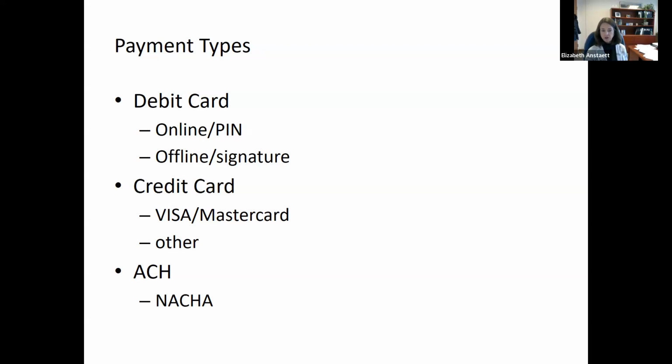Starting here at the bottom, the ACH are the automated clearinghouse transactions. Those are the transactions that come directly from a deposit account, which must involve a bank, as we know, to whoever is going to be the recipient. And these are governed in part by the NACHA rules, the National Automated Clearinghouse Association.